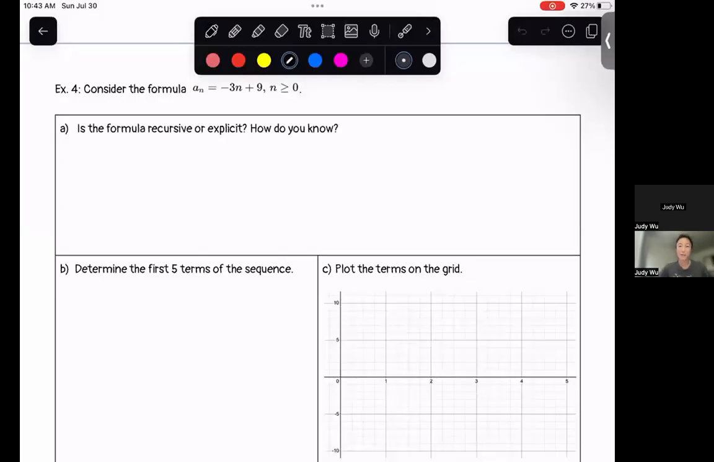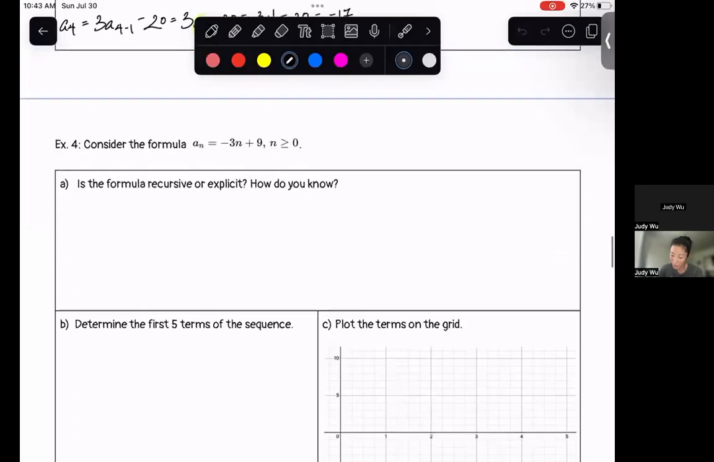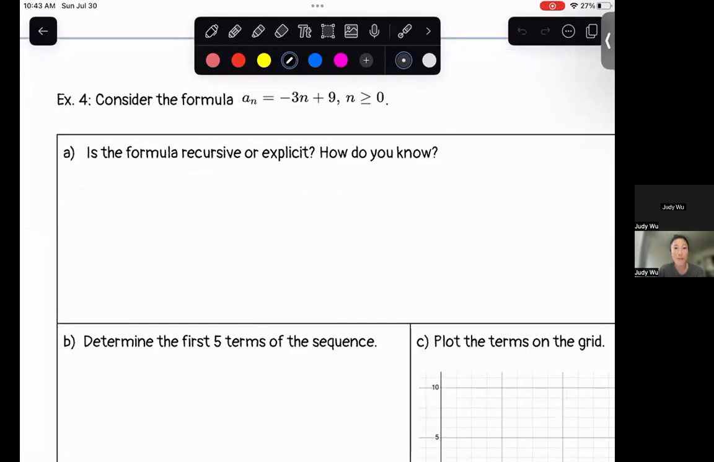Hi folks, welcome back to 11.1 sequences and their notation. In part 3, we're going to take a look at a few more examples where we're learning how to graph a little bit as well. So example 4, consider the formula a sub n equals negative 3n plus 9, where n is greater than or equal to 0. So same first question, is the formula recursive or explicit, and how do you know?